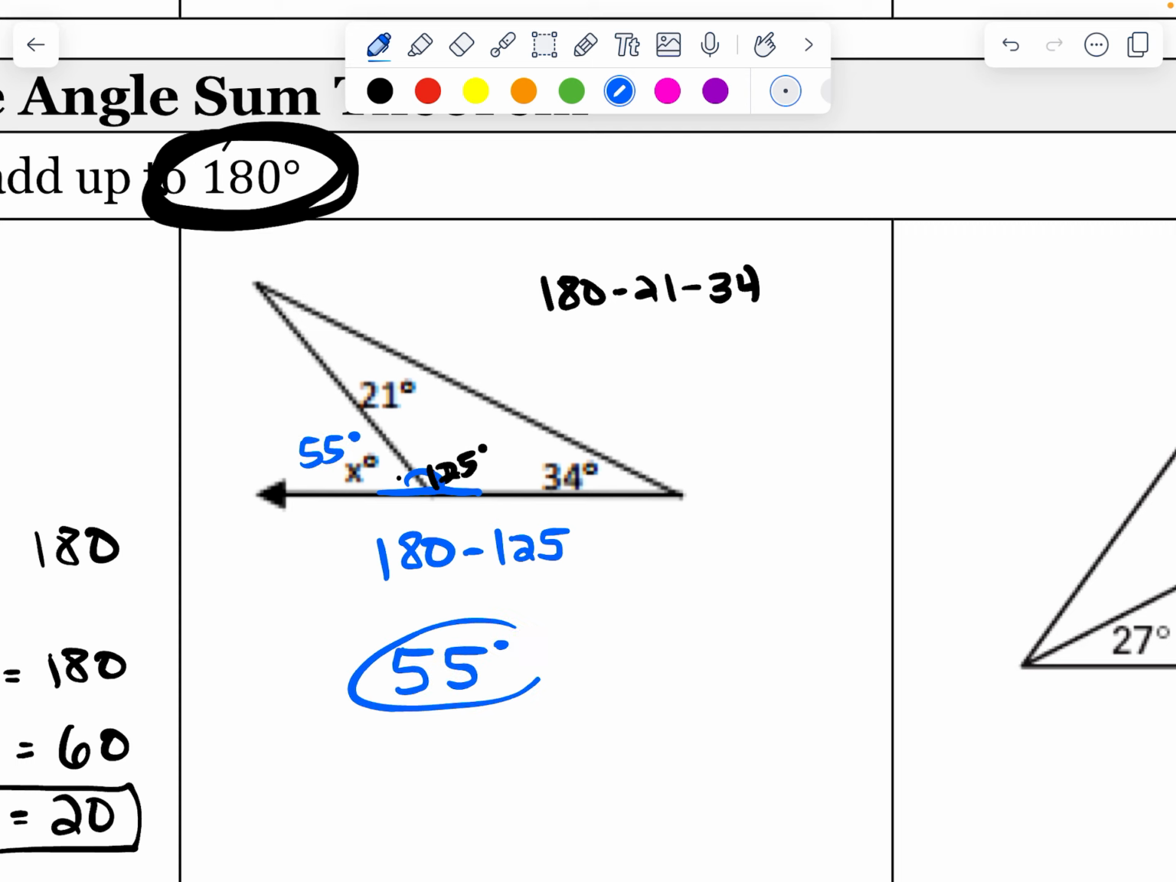55 degrees. If you're being special, it's going to add up to these two. That plus that is going to equal the outside. Not something I want you to memorize, you'll just get confused. Ooh, this is a cool little puzzle here.